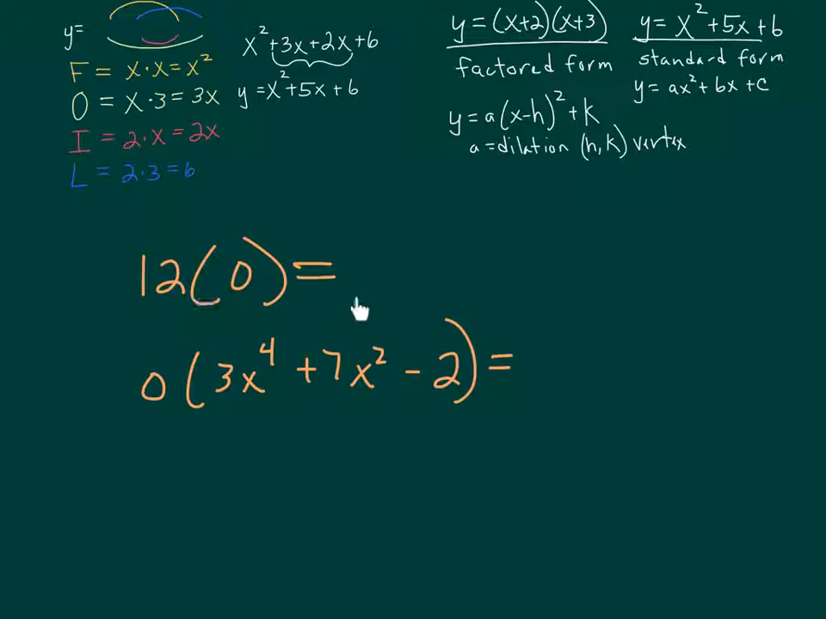Okay, so I want to focus on these two problems here. We have 12 times 0. And then we have 0 times (3x to the fourth plus 7x squared minus 2). So we have two different problems, but we should recognize that each one of them is going to yield a value of 0. Why is that? Because anything times 0 gets us 0. That's a very important concept to remember because we're going to use that concept with our factored form to come up with our values of x that actually will be our roots.